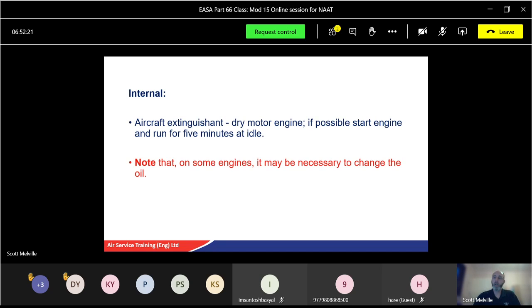Sometimes, in some engines, it might be necessary to change the oil, because remember, if you're dry cranking, it might have induced some extinguishant into the labyrinth seal that might have mixed with the oil and gone through the system. So you might have to change the oil. So we drain it, run it, drain it, and run it. Again, all in accordance with your maintenance procedures.